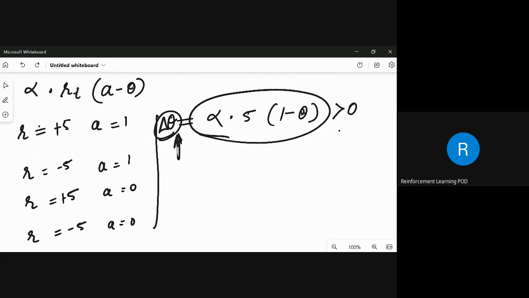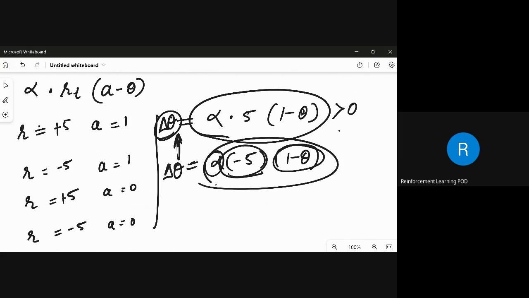Now let's see if there is a negative reward. Alpha times minus 5 and 1 minus theta. This will be your delta theta. In this situation, again, this is a non-zero quantity, greater than 0. This is also greater than 0. This is negative. So the overall expression becomes negative, or less than 0. That means what you are doing is decreasing theta. That means don't take that particular action A equal to 1, because it yielded a negative reward.